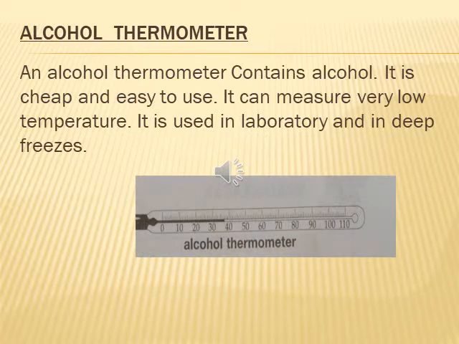Alcohol thermometer. Alcohol thermometer contains alcohol. It is cheap and easy to use. It can measure very low temperature because alcohol does not solidify even at -115 Celsius. It is used in laboratories, in refrigerator and deep freezer.